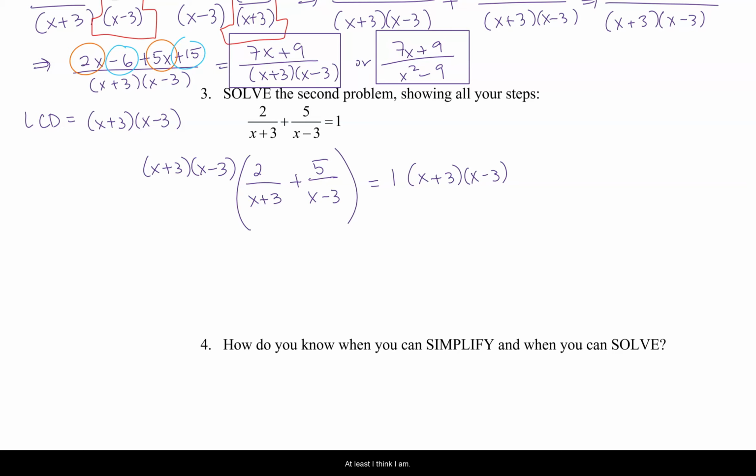At least I think I am. More on that a little bit later. We have to be really careful when we multiply by variables because we could introduce extraneous solutions. I know that's a big word.